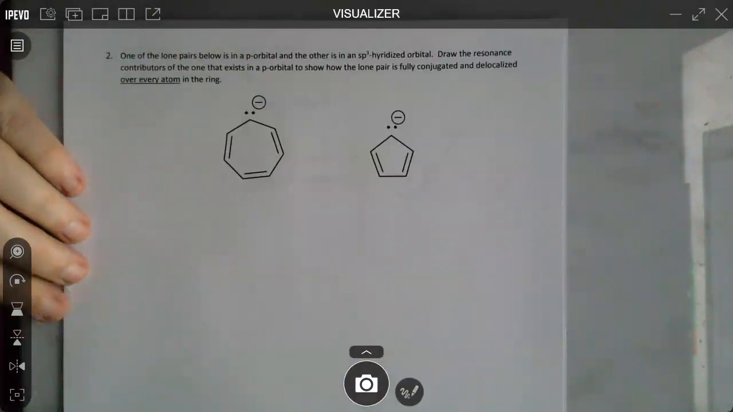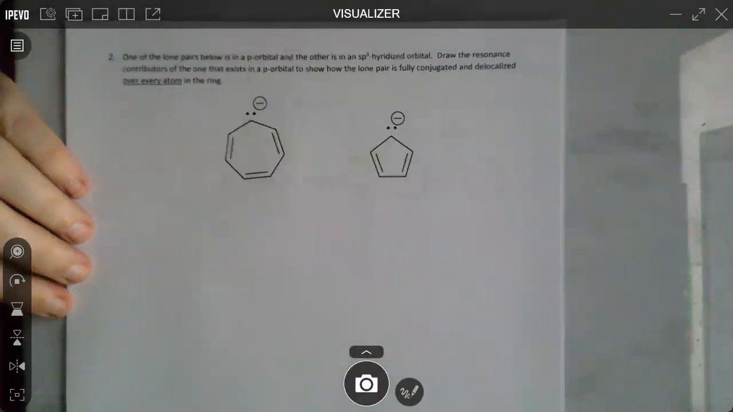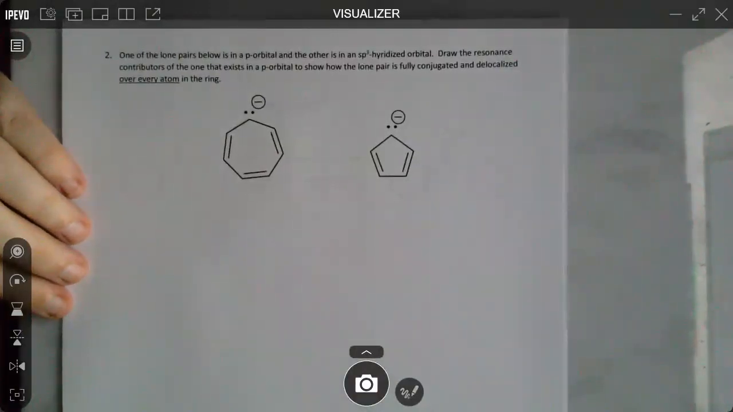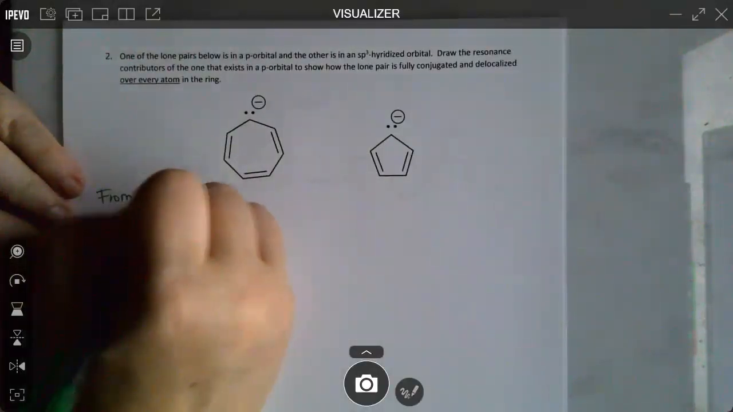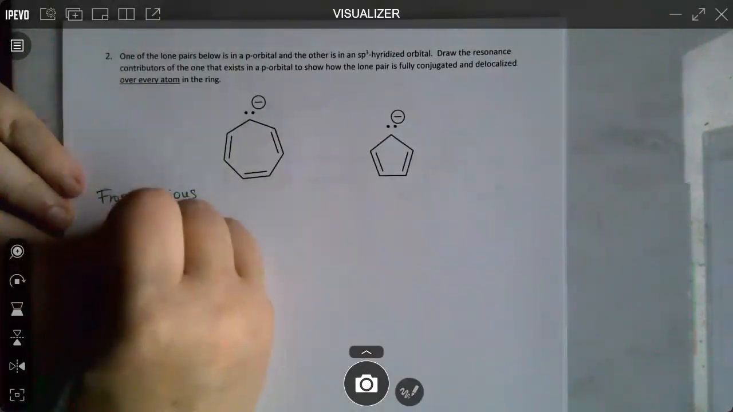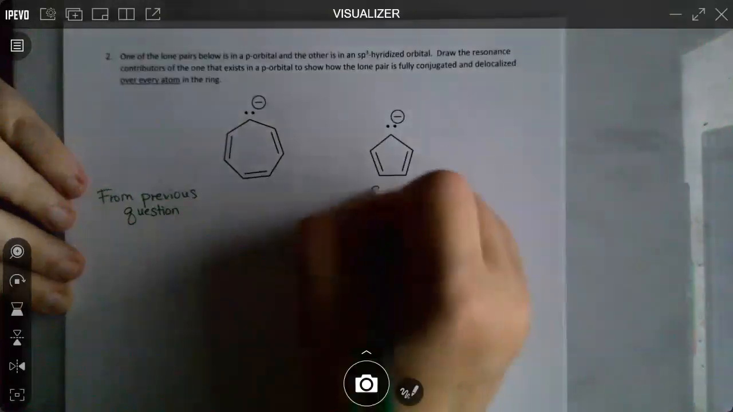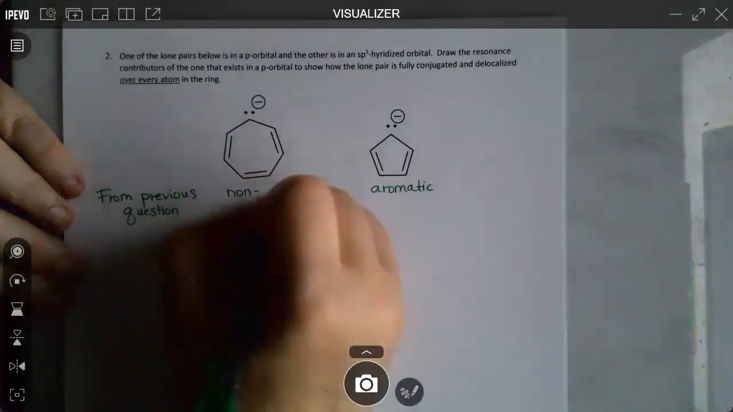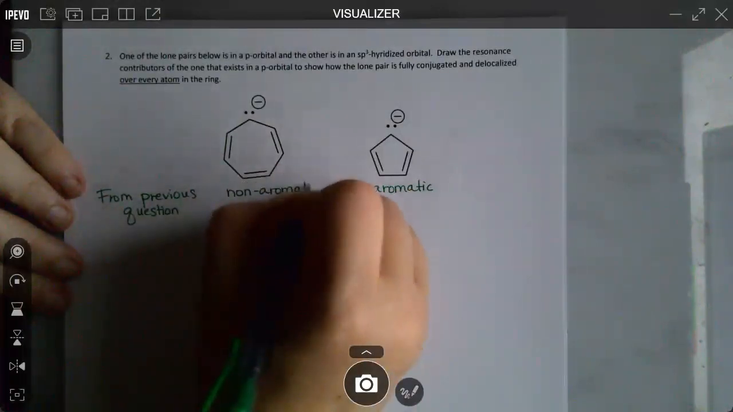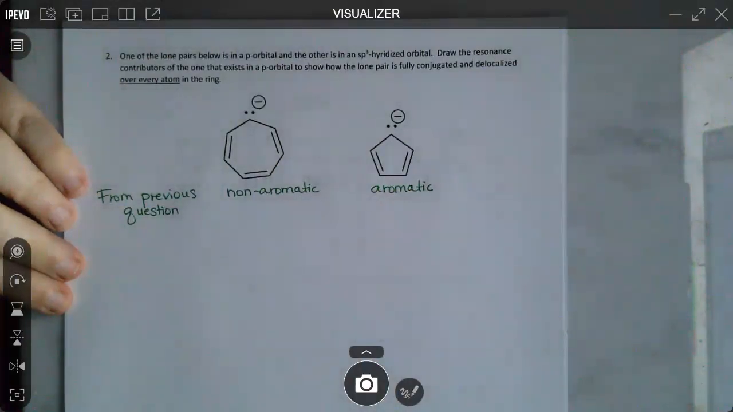One of the lone pairs below is in a p orbital and the other is in an sp3 hybridized orbital. Draw the resonance contributors of the one that exists in a p orbital to show how the lone pair is fully conjugated and delocalized over every atom in the ring. So we showed from the previous question that this compound was the one that was aromatic, and this one is non-aromatic because that's more stable than being anti-aromatic.